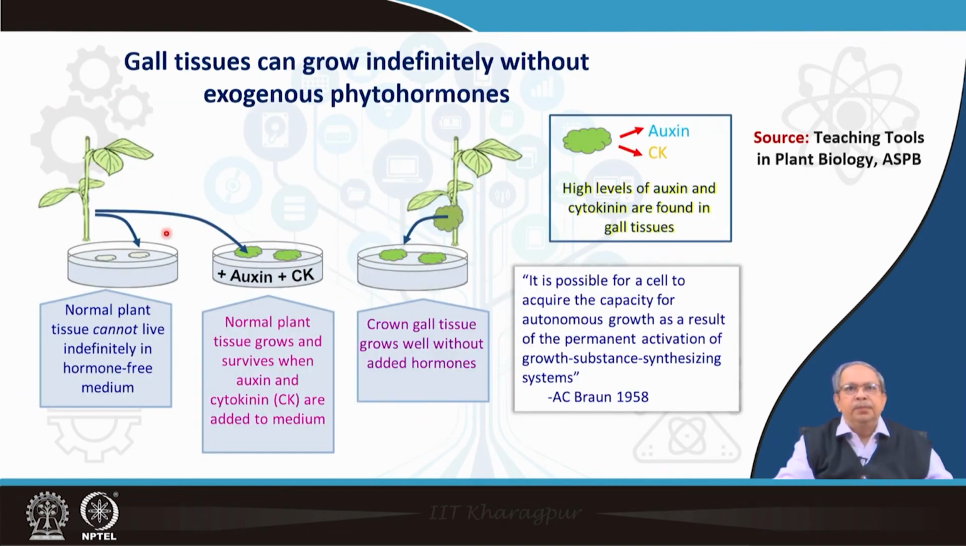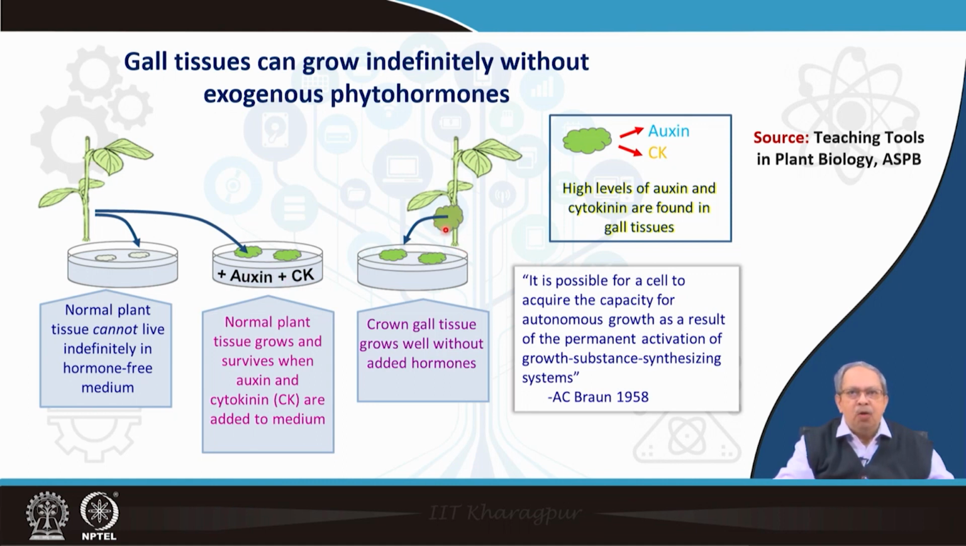If you take a normal plant and put it in a medium without any addition of hormone, the plant will not survive for a long time. However, if you add hormones such as auxin and cytokinin, then the tissue grows and survives, and it will continue to grow as long as you provide the proper medium with balanced hormones.